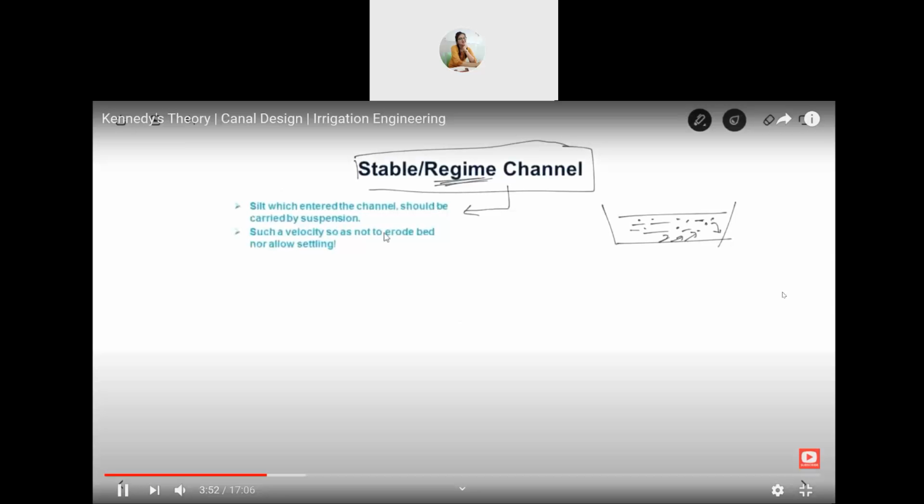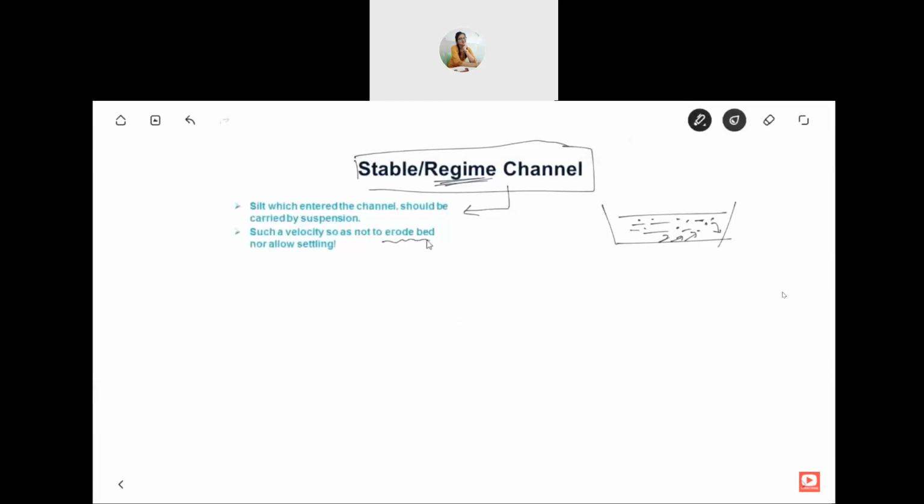So the velocity should be such that it should not erode the bed, nor should it allow settling. If the velocity is very less, particles settle. And if the velocity is very high, whatever particles are at the bottom, they get eroded. So the velocity should be in between these two. And that's what a stable or regime channel tries to achieve.